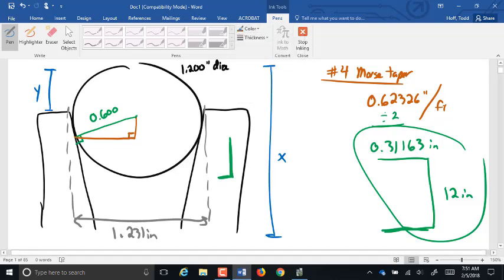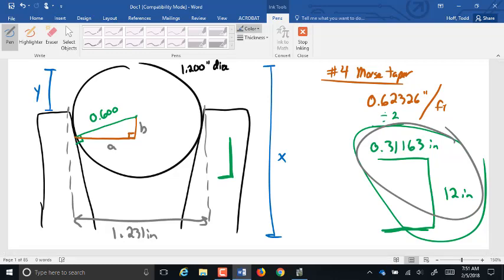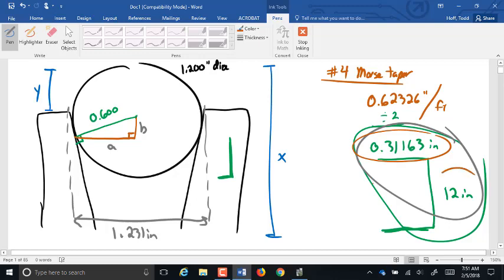It also will have an aspect ratio of that. It's just going to be inverted, right? If I call this A and B, the ratio of A to B is just going to be this ratio. Of course, this is going to be the vertical. It'll be 0.31163, 12, like that.